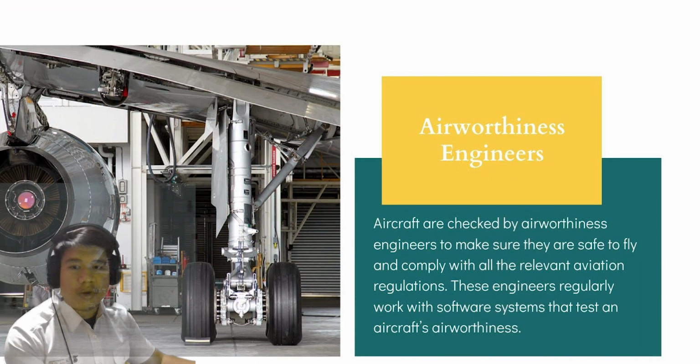Aircraft are checked by airworthiness engineers to make sure they are safe to fly and comply with all the relevant aviation regulations. These engineers regularly work with software systems that test an aircraft's airworthiness. Airworthiness engineers undergo training on how to operate and utilize very advanced aircraft software systems. An engineer who works in the field of airworthiness will also need to be familiar with system safety.